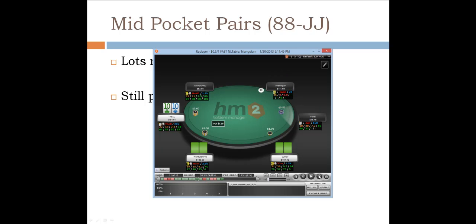Pocket tens, flatting under the gun. Raise from a regular, I think that's pretty straightforward.